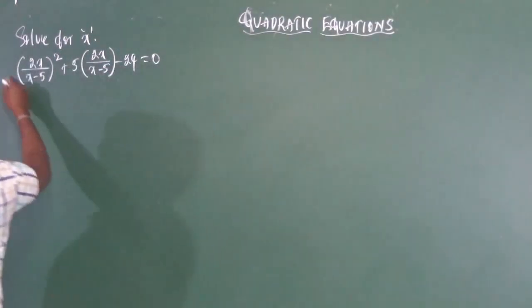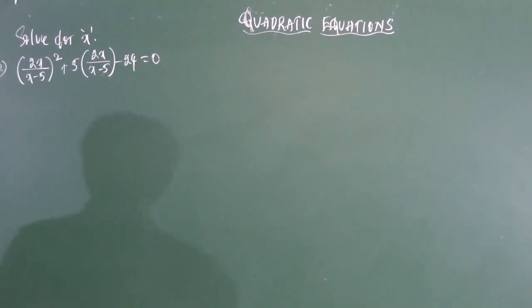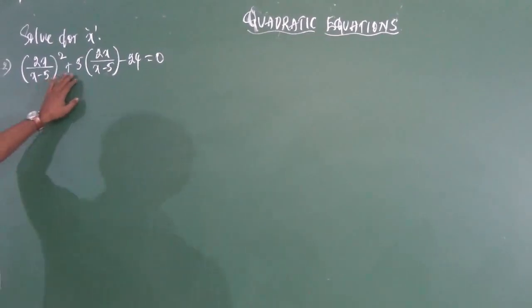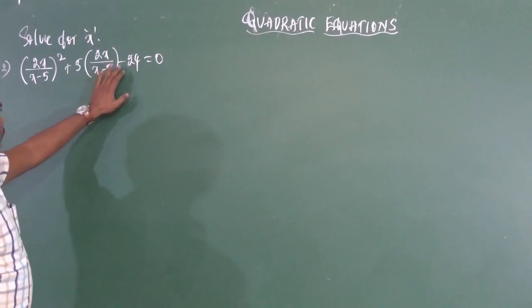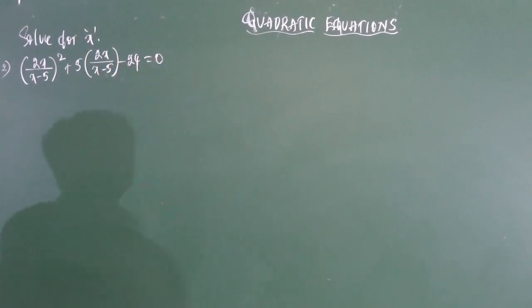On the same line, solve for x. 2x by x minus 5 whole square plus 5 into 2x by x minus 5 minus 24 is equal to 0. So most of the students, what they do here, they try to square this. That is, 2x whole square is 4x square, x minus 5 whole square, they are going to expand it, they will make it a very big complicated problem by themselves, right? So that is not the preferable method here. So I will tell you a very simple method for solving this, right? It's a very unique problem.